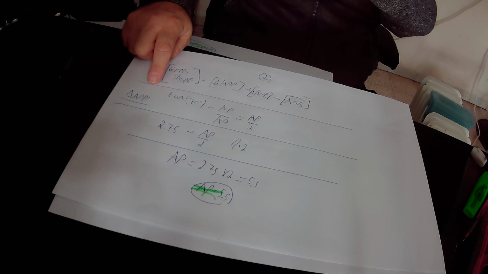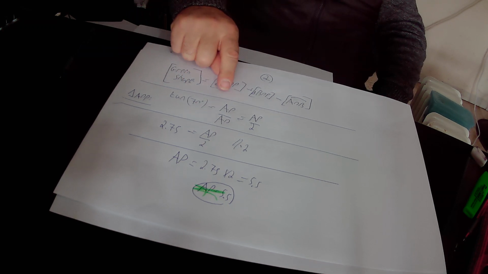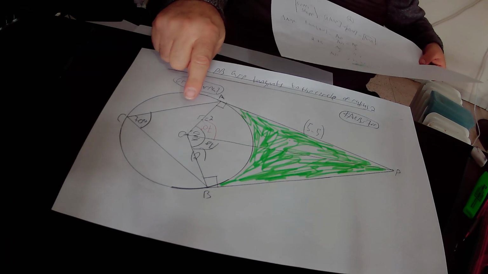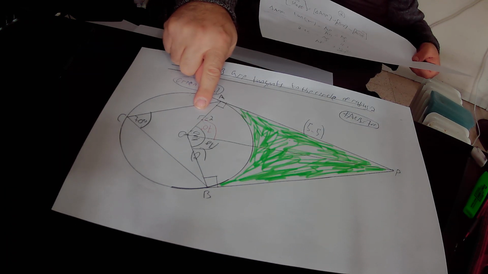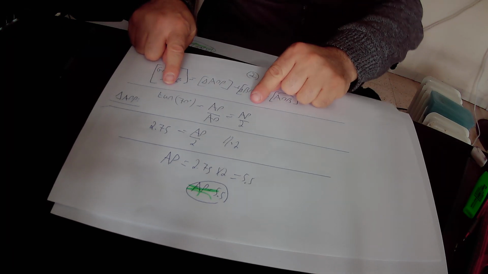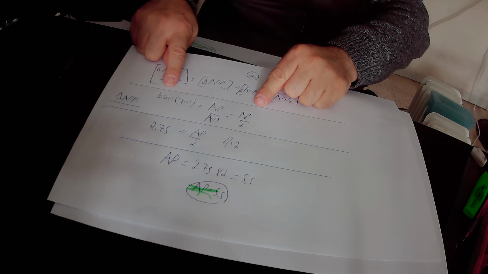In the right triangle AOP, tangent 70 degrees equals AP over AO. AP is the missing side over AO. AO is the radius of this circle, which is equal to 2. So we substitute AO by 2. In conclusion, tangent 70 degrees equals AP over 2.